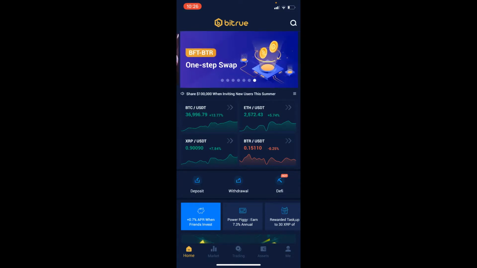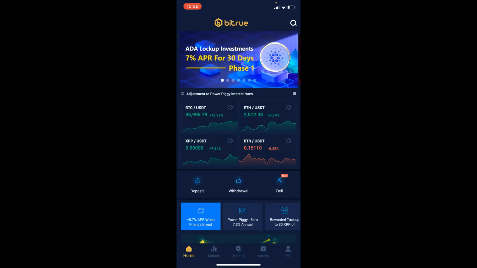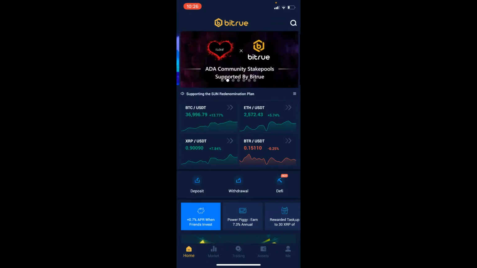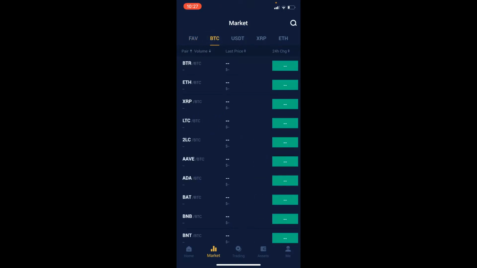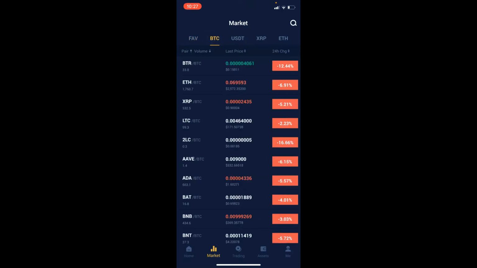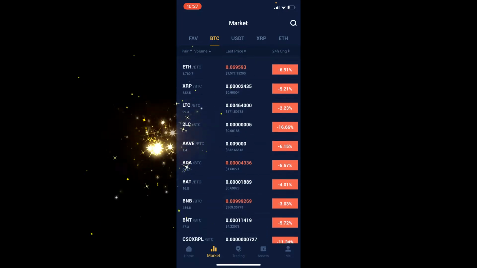So at the bottom, you see the home button. Then right next to it is the market button. I'm going to tap the market button. I don't have any favorites, so I'm going to go to BTC. And now that I'm in BTC, I'm looking at all of these cryptocurrencies down this list.